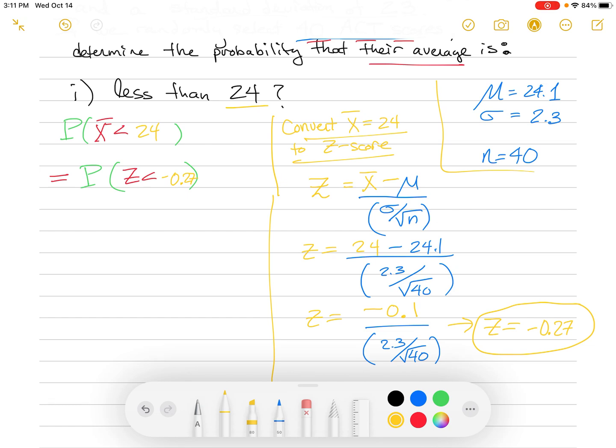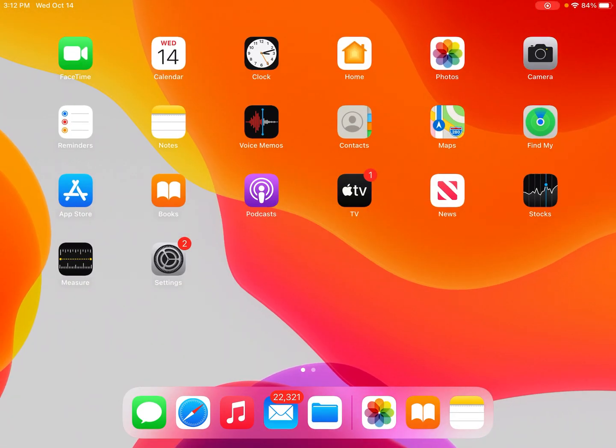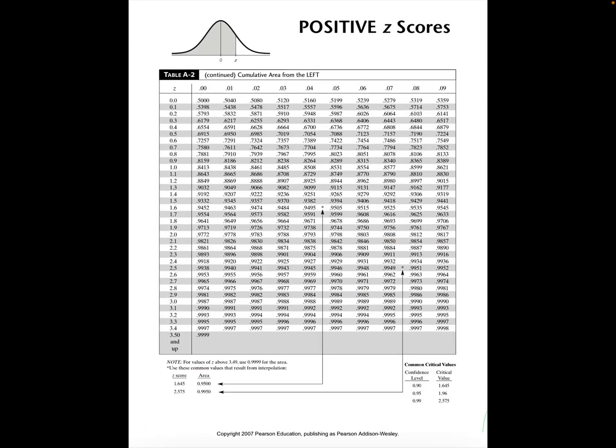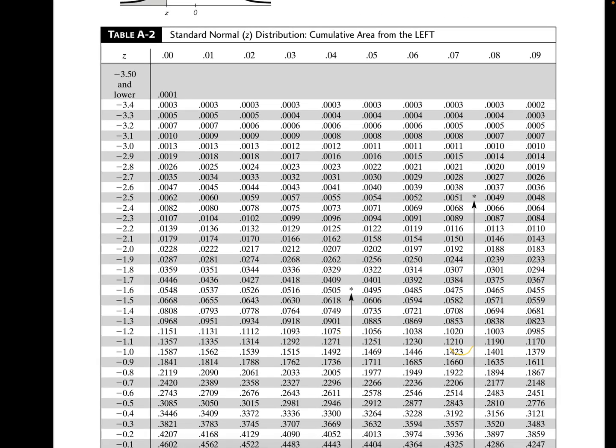Now, think about what that is in your table. As a z-score, you have 0 in the center, and minus 0.27 is here on the left. So basically you're getting the area to the left of minus 0.27 right there. To find that, you just look up minus 0.27 in your z-table. So I'm going to go to my z-table. I have to go to the negative side.